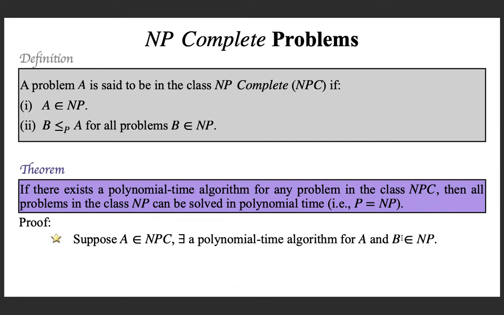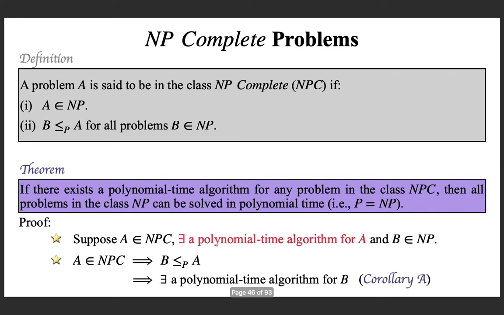And let B be an arbitrary problem in NP. Now, if A is an NP complete problem, then from this definition we know that an arbitrary NP problem can be reduced to A in polynomial time. Okay? Now, if there exists a polynomial time algorithm for A, then from corollary A, we know that there exists a polynomial time algorithm for B as well.